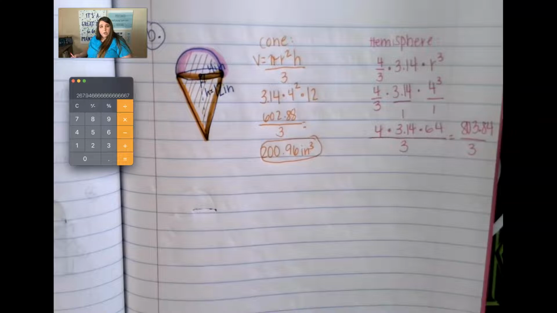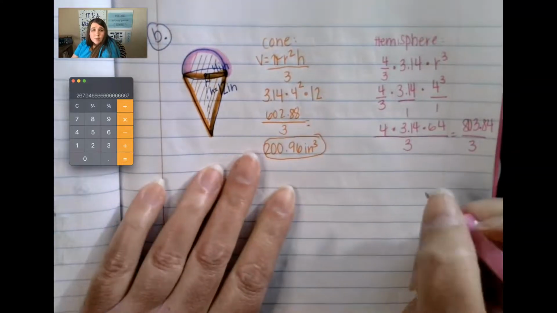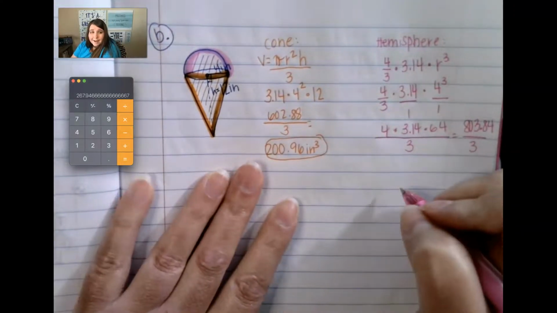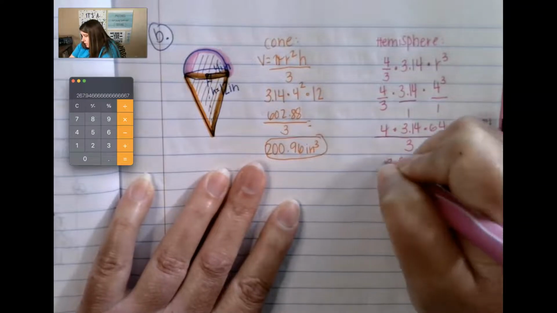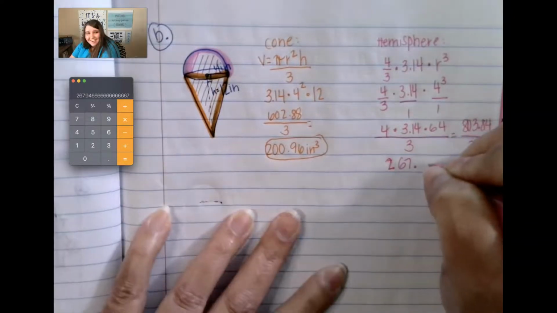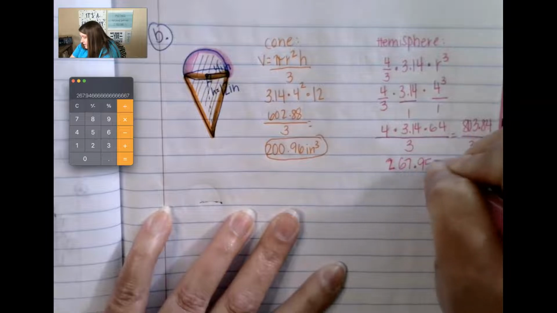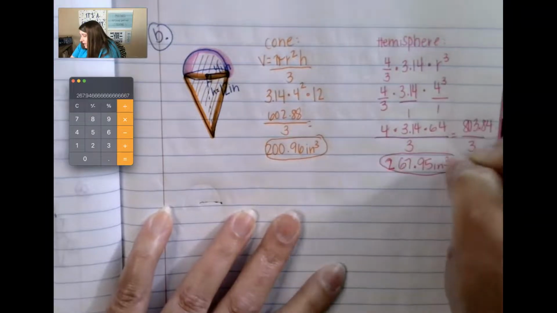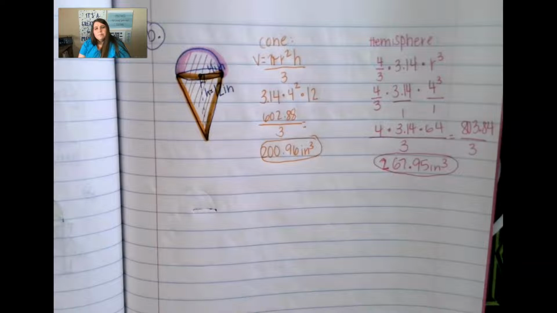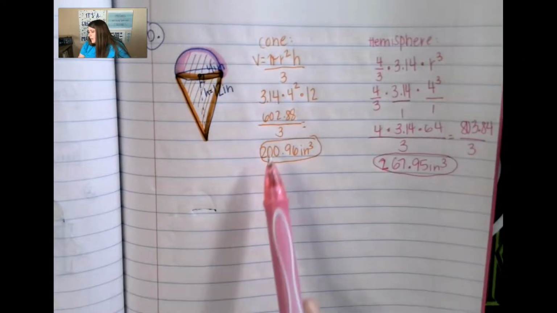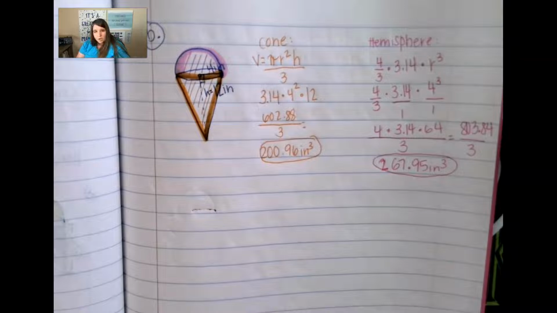Okay. So our cone, we're just going to round that number to 0.95. So 267, that looks like a Z, 0.95 inches cubed. Okay, now you can't have ice cream without the cone. I mean, you can, but that's just not any fun. And eating a cone without the ice cream, well, that's just really bland. So we're going to put these two together and we're going to have an ice cream cone.